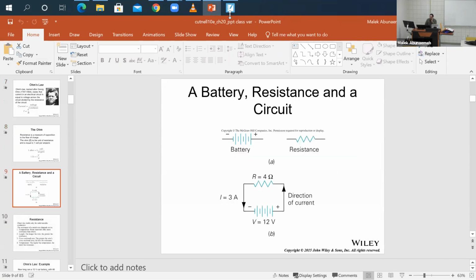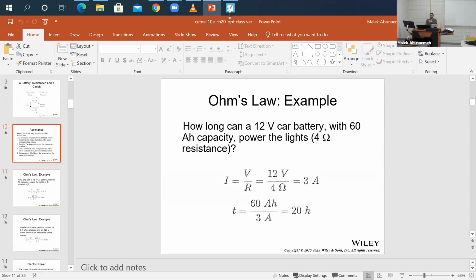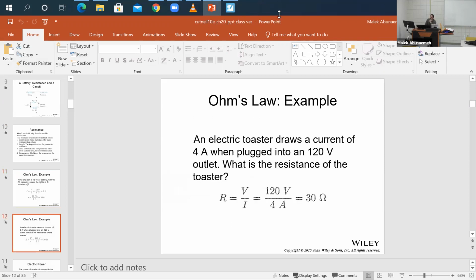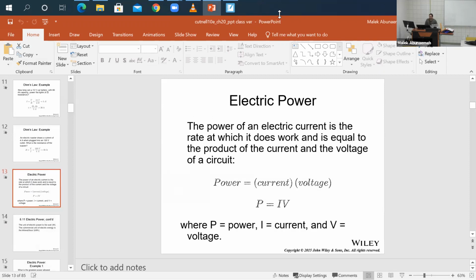Here's some questions over here that you probably want to go through. So go ahead and do this question. How long can a 12-volt car battery with 60 amp-hour capacity power the lights? You need to find out the current and the time. Here's another question that goes through the resistor. Go ahead and solve that one. We also talked about the power, which is going to be your current multiplied by your voltage.